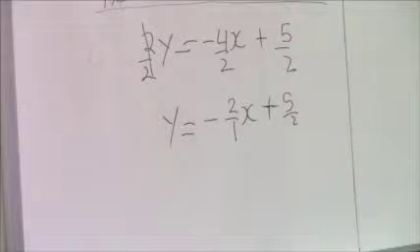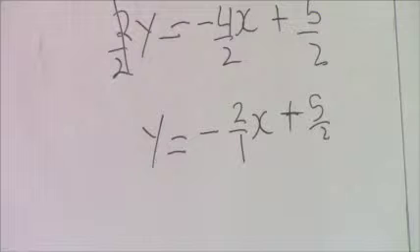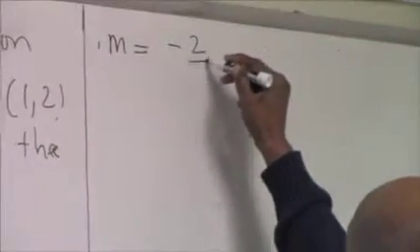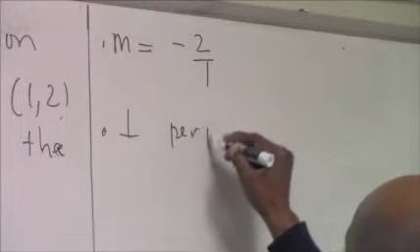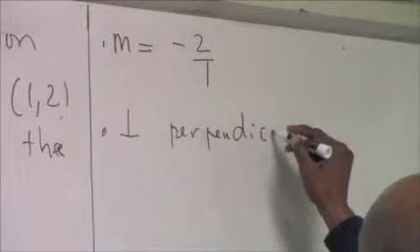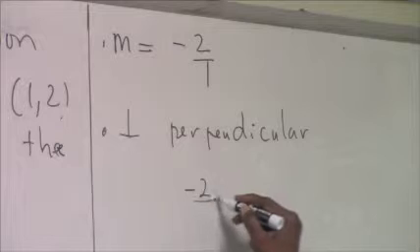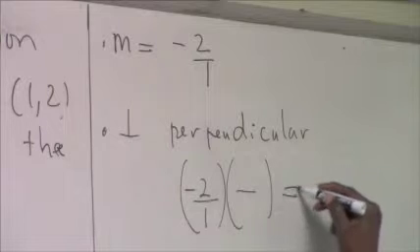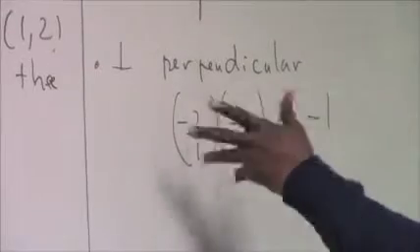Now, negative 4 divided by 2 is negative 2, but I deliberately left it like this because I'm dealing with a problem in which the lines are perpendicular. The gradient here is negative 2 over 1. We know that since the lines are perpendicular, the product of their gradients must be negative 1. So negative 2 over 1 times the gradient of my new line, which I don't know, must equal negative 1. So how can I find that?